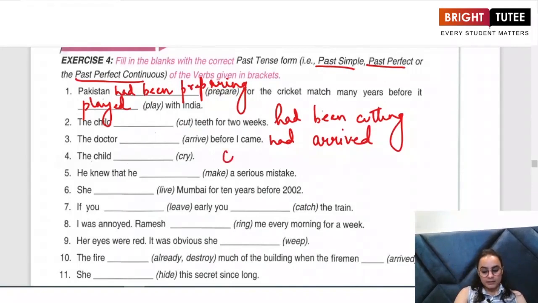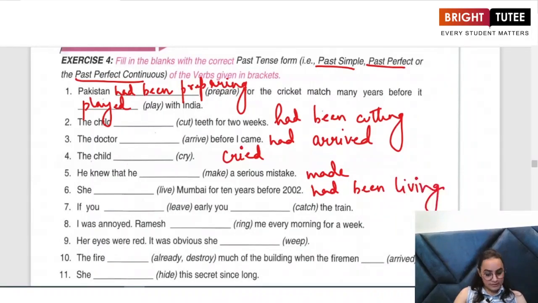The child cried. Simple. He knew that he had made a serious mistake. He knew that he made a serious mistake. She lived in Mumbai for 10 years before 2002. So she had been living in Mumbai for 10 years. If you leave early, you catch the train. If you had left early, you would have caught the train.